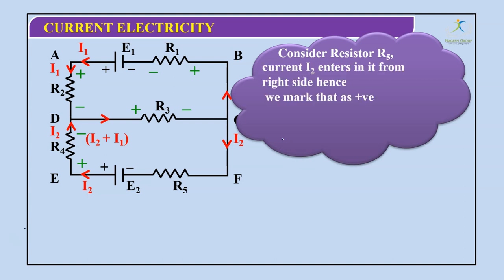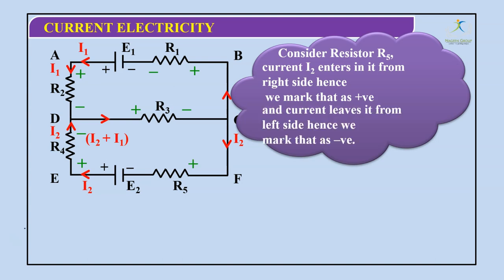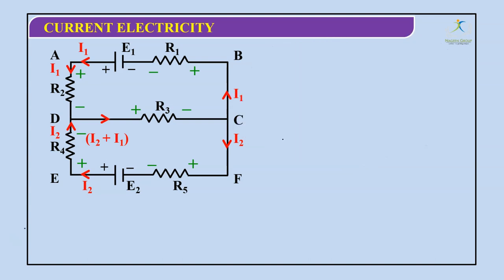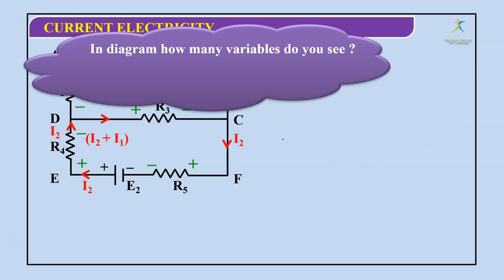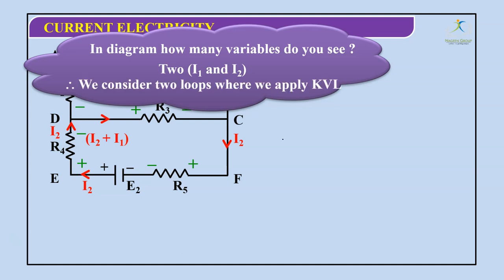Consider R5. The current I2 enters it from the right side, hence we mark it as positive, and the current leaves from its left side, hence we mark it as negative. In this diagram, how many variables do you see? From this diagram, you can see two variables, which are I1 and I2.